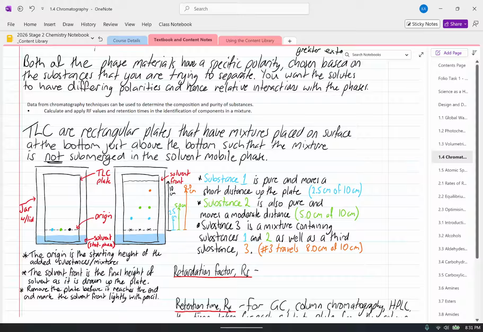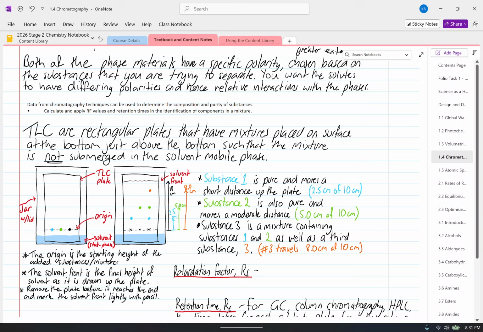Now, depending on the material and the technique, you'll describe the movement of your substances within the mixture differently. So first of all, we're going to start with thin layer chromatography, which is something we're going to be doing in the class in the lab.